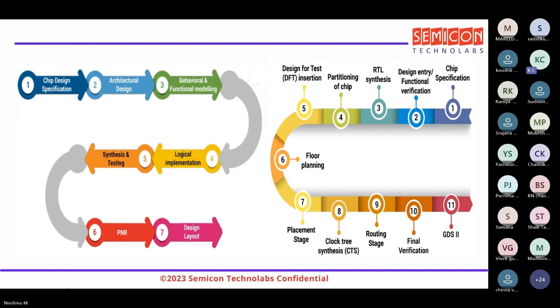Now, these are some steps in the entire cycle, from chip design specification to architectural design, to behavioral and functional modeling, to logic implementation, followed by synthesis and testing, and then physical design and design layout. This physical design is elaborated a bit here: floor planning, placement stage, clock tree synthesis, routing, and then final verification. All these things are done before finally we have the design layout, that is nothing but GDS2.